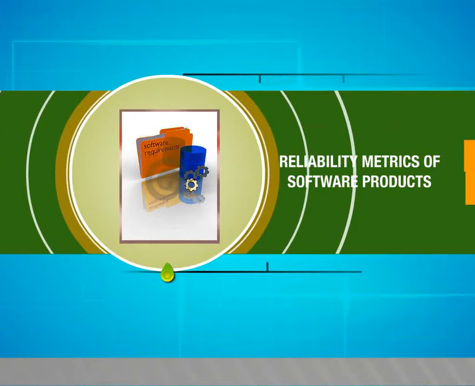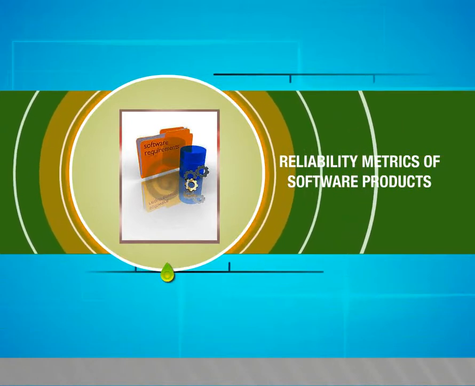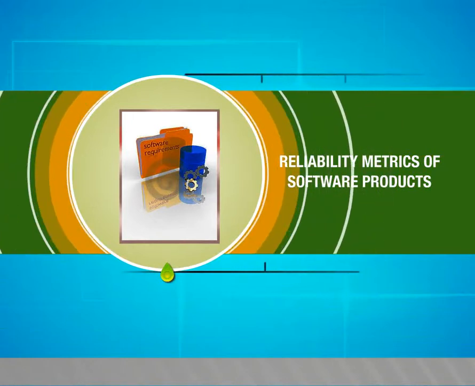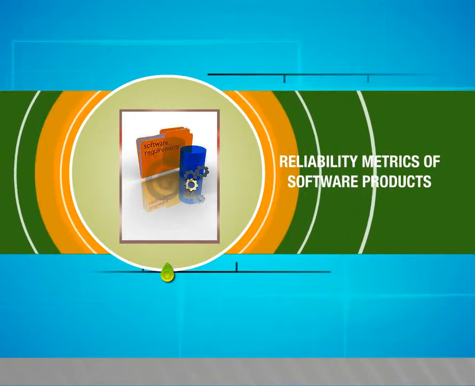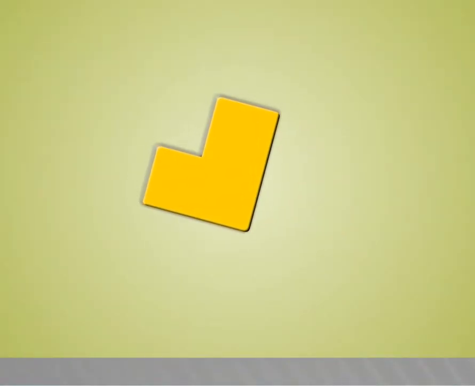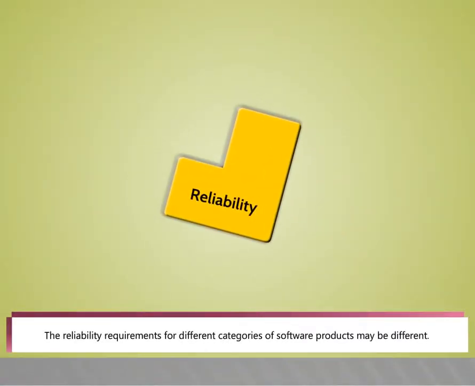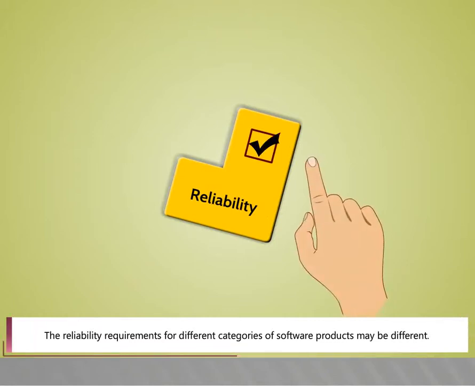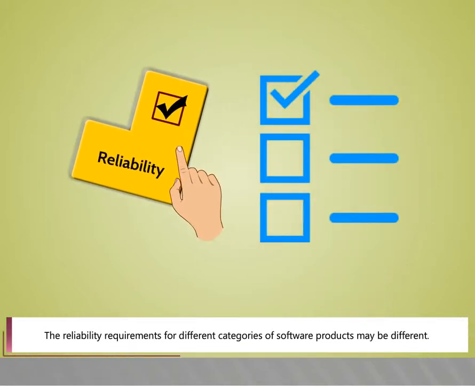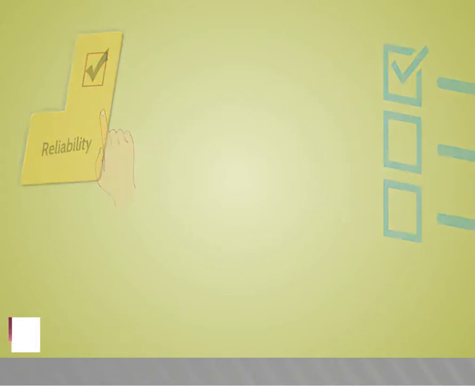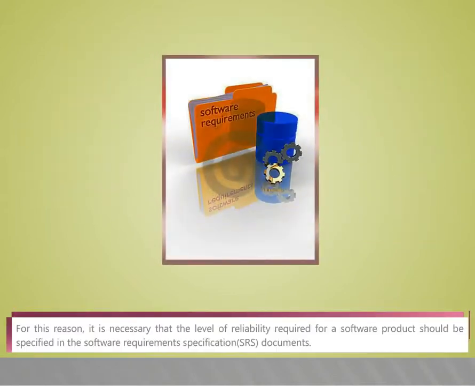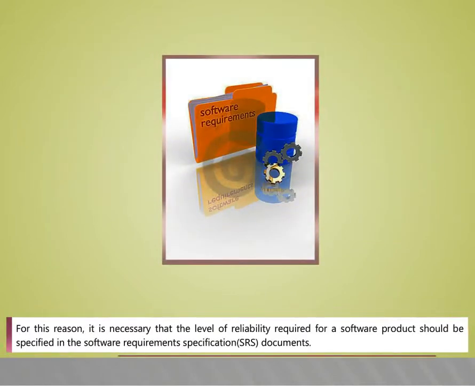Reliability metrics of software product. In this video, we are going to see about reliability metrics of software products. The reliability requirements for different categories of software products may be different. For this reason, it is necessary that the level of reliability required for a software product should be specified in the software requirement specification SRS document.